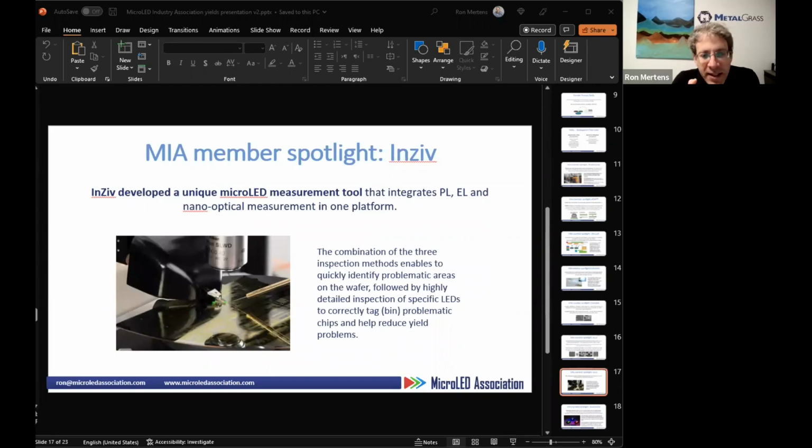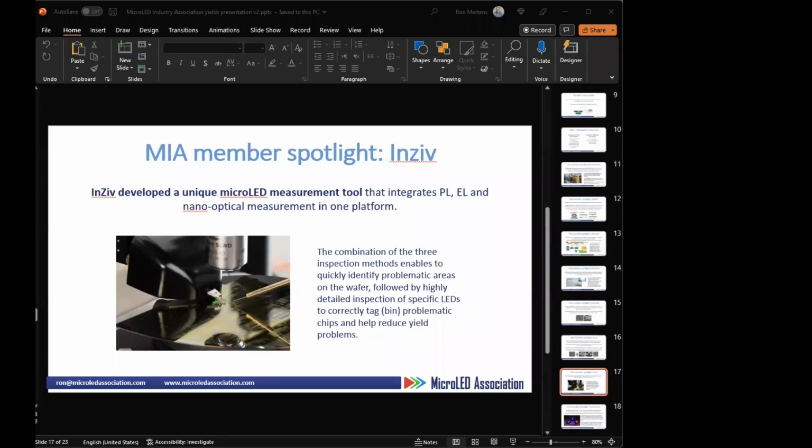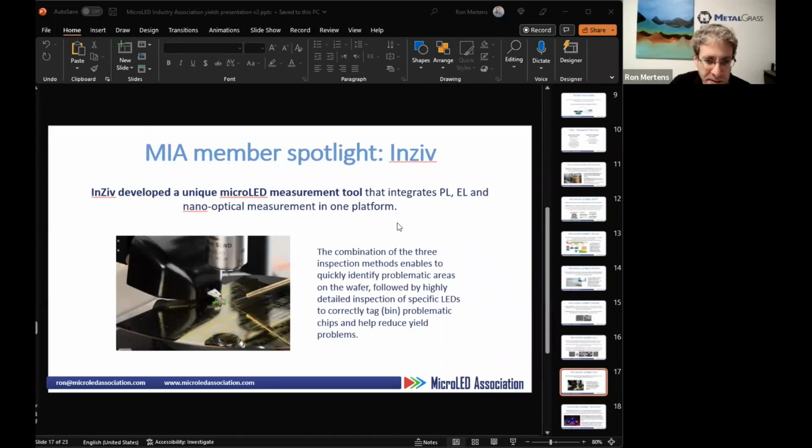Next company is Israel-based Inziv. They developed a unique inspection tool specifically tailored for microLED production. And the tool combines PL, EL, and nano-optical measurement. That's three different tools in the same platform. And the basic idea is that it's possible to use very fast PL to quickly identify problematic areas on your wafer, and then use the more precise tools, the EL and the optical measurement tool, for individual LED production. And the company adopts and uses special AI technology, which greatly reduces the time needed to inspect complete wafers. And again, as we talked, inspection, especially as combined with repair, is going to have dramatic effects on your production process.